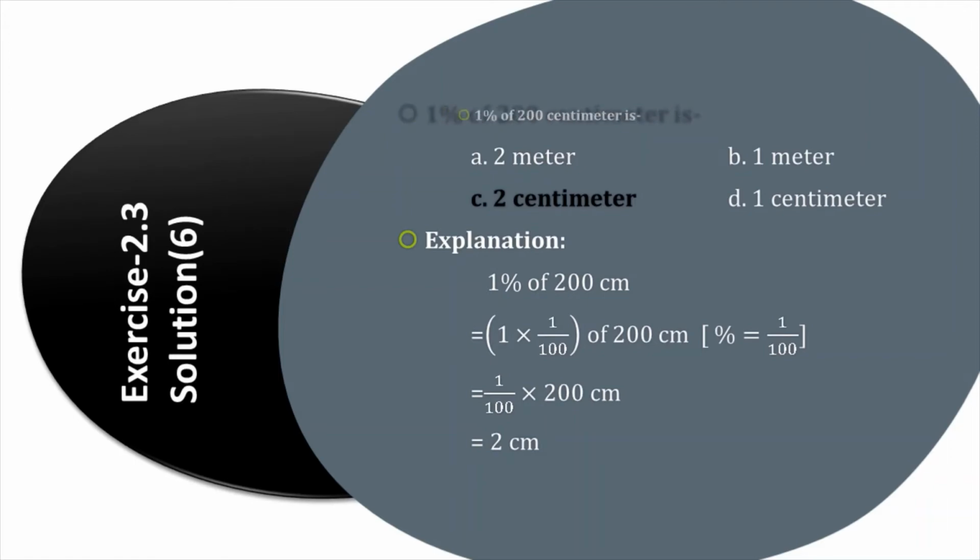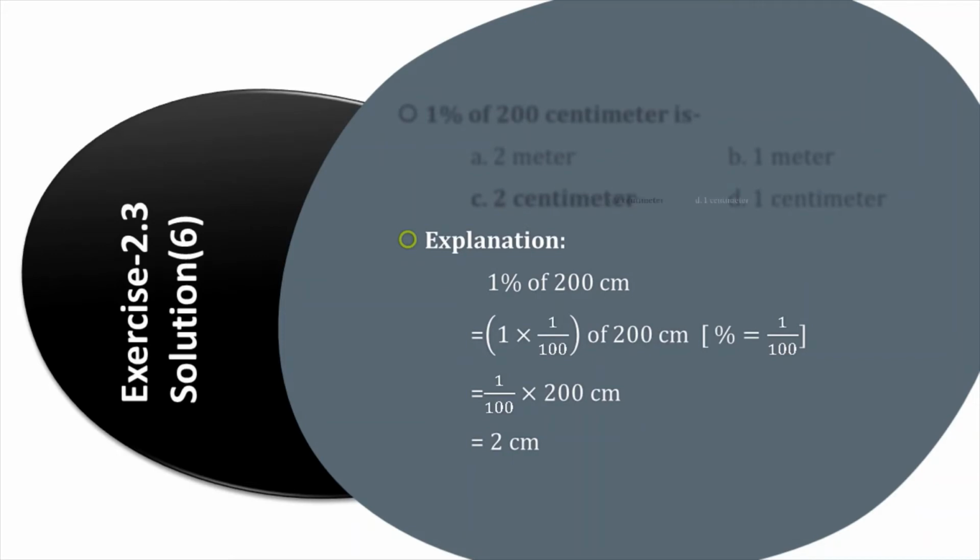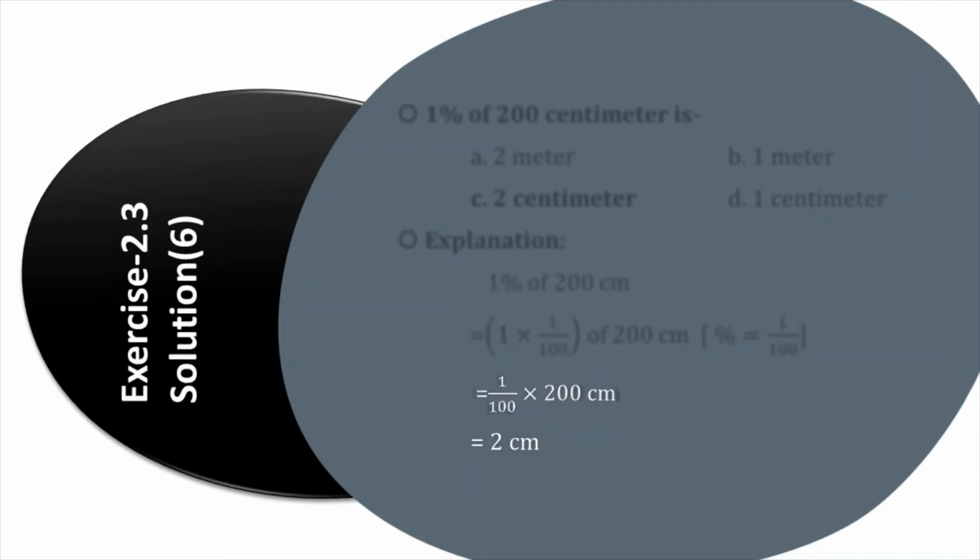So my dear students, this is the question. 1% of 200 centimeter is, that is our desired answer, 2 centimeter, and you can understand this explanation.